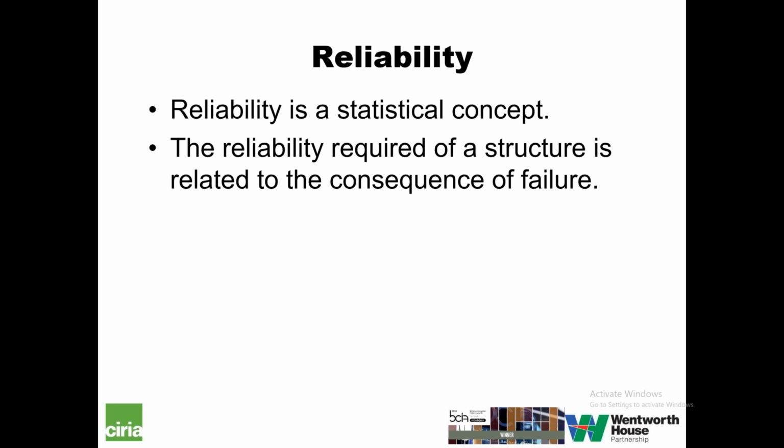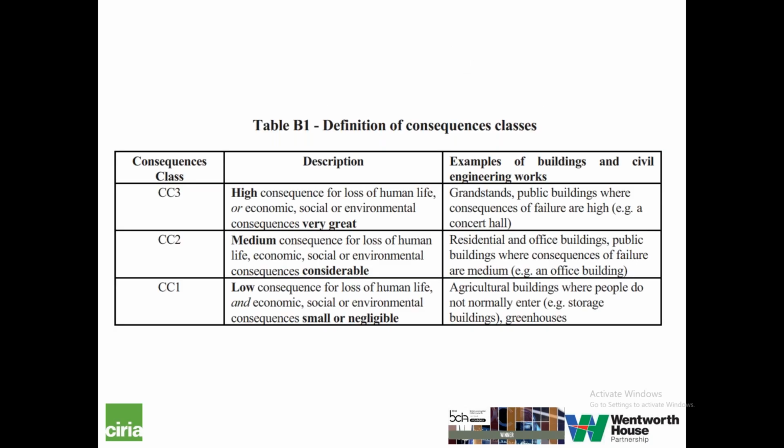Now they relate this reliability to the consequences of failure. This does occur in the British standards to some extent. If you look at agricultural buildings, they will generally have lower load factors or factors of safety built in than ordinary residential or commercial buildings. So in the Eurocodes, they define 3 consequence classes.